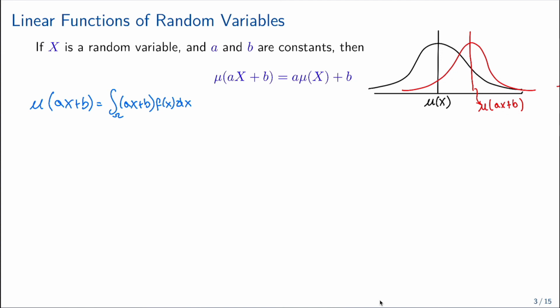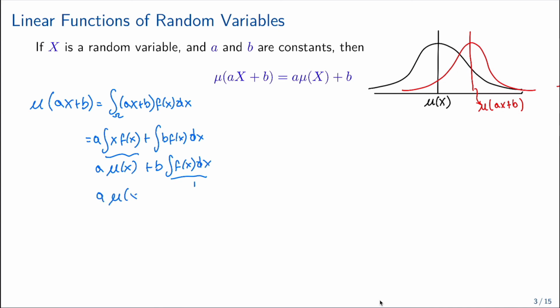Now, using the linear properties of the integration, we can have that this integral is equal to a multiplied by the integral of x multiplied by f of x plus the integral of b f of x dx. We can recognize that this is the mean of x, so we have a multiplied by the mean of x plus b, the integral of f of x dx, which is equal to 1. So this is a mu of x plus b multiplied by 1.